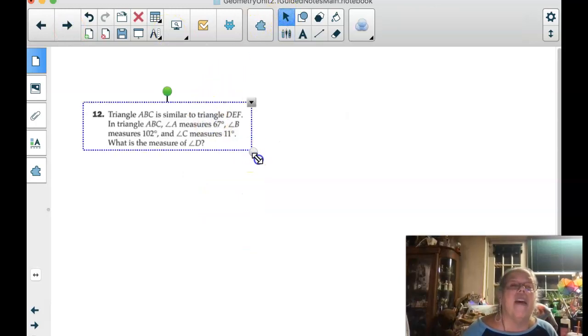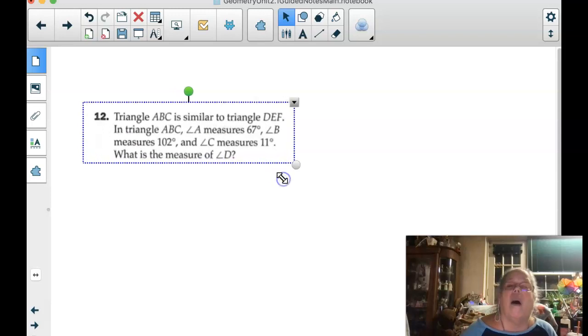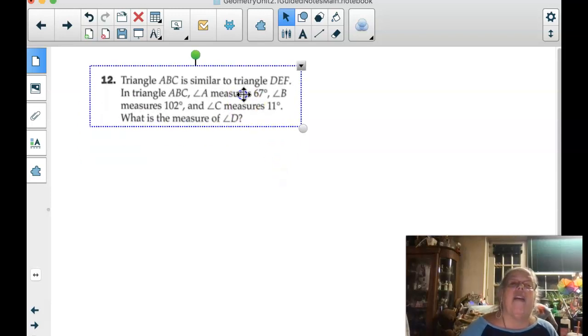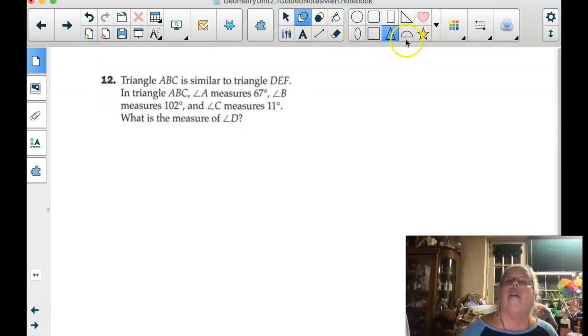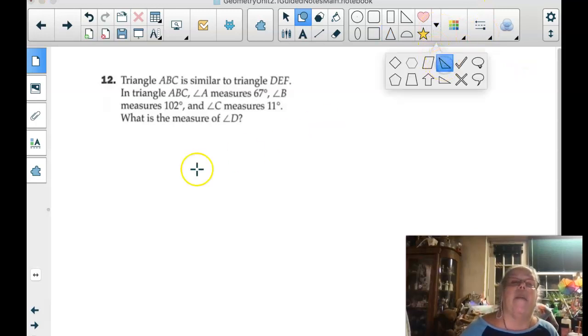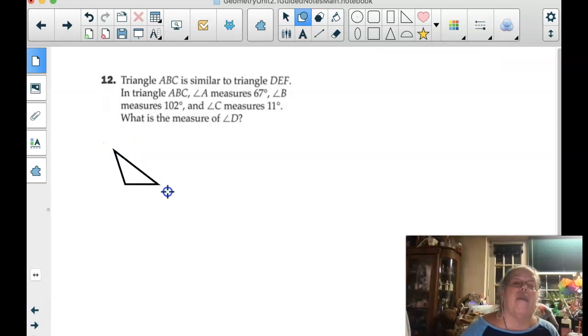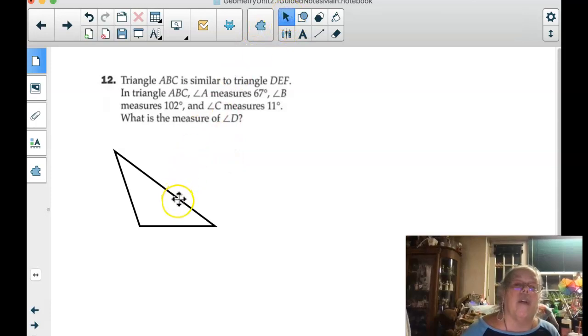Triangle ABC is similar. Oh, I love this. Triangle ABC is similar to triangle DEF, and I'm making a funky triangle. You'll have to forgive me. Okay, similar triangles. Remember, that means they have the same angle measure. Okay, and I'm going to clone it so you see me cloning it.